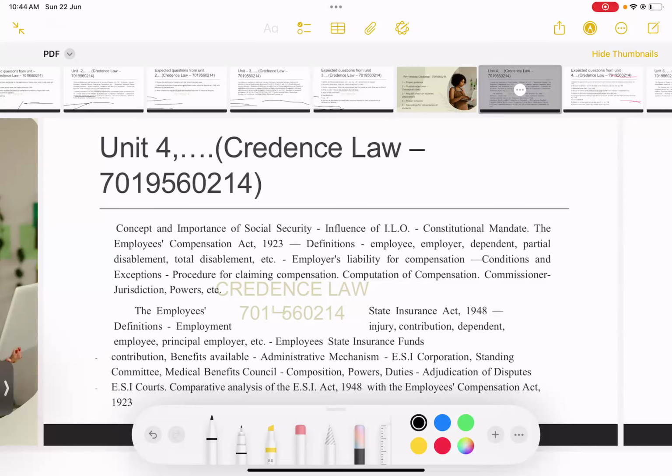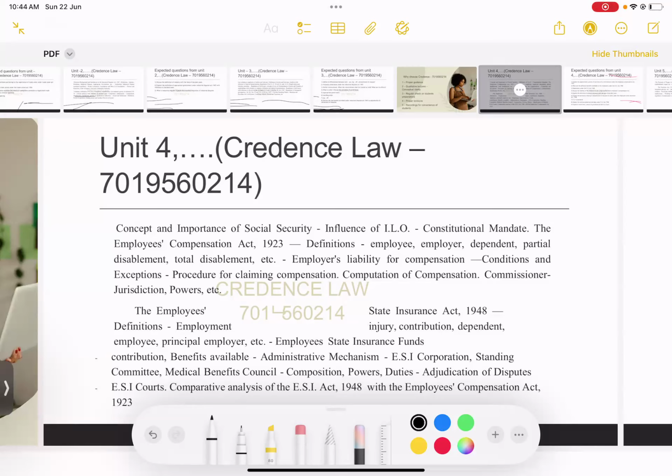And then the commissioner is important from the Employees Compensation Act. The commissioner is given in chapter 3, from section 19 to 31. And then we have the Employees State Insurance Act of 1948.